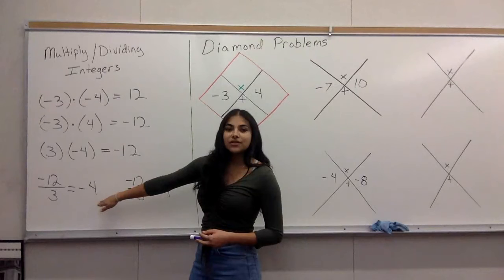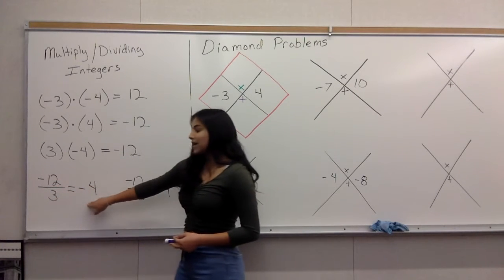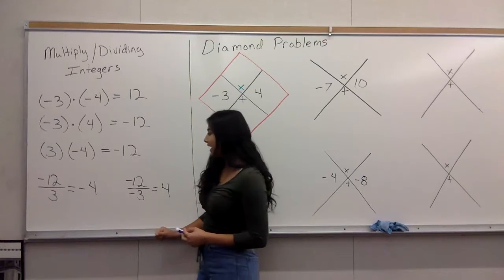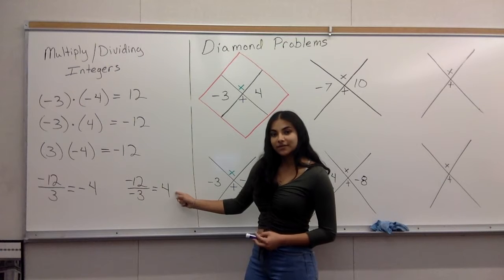Also, the same thing goes for division. If you have a negative dividing a positive, your answer is going to be negative. If you have a negative dividing a negative, your answer is going to be positive.